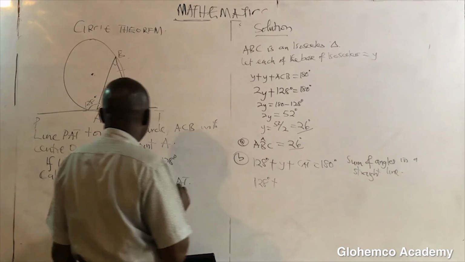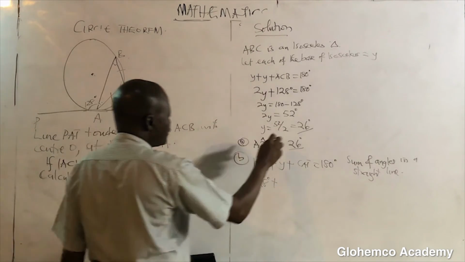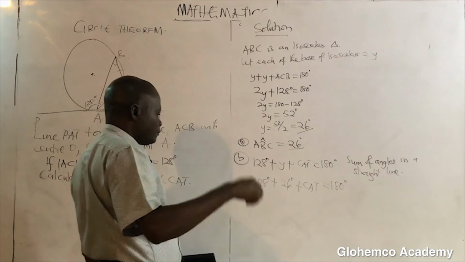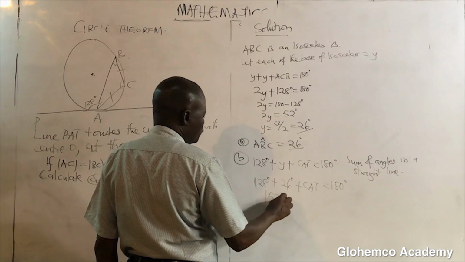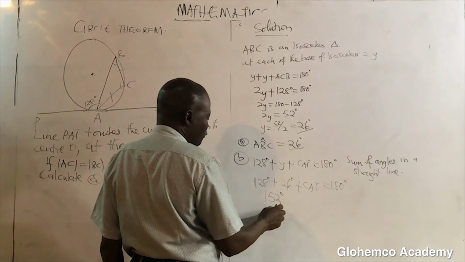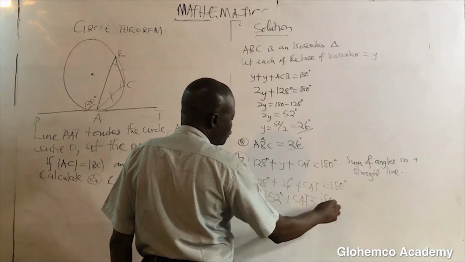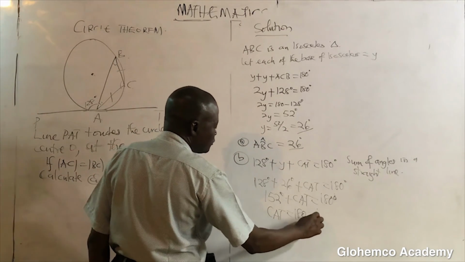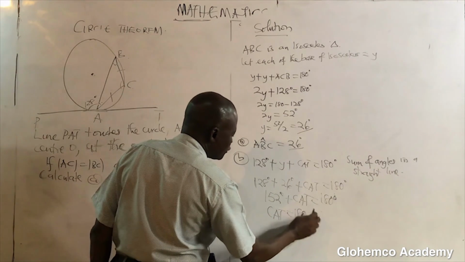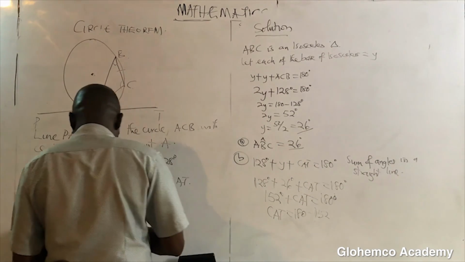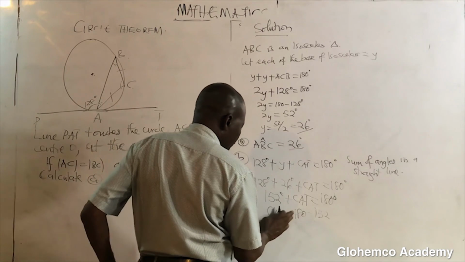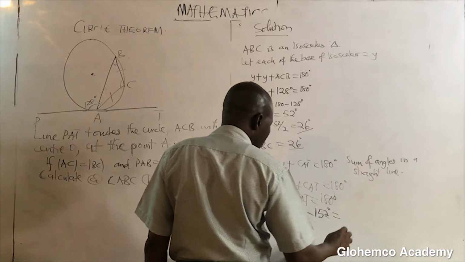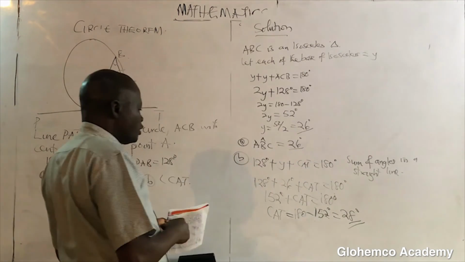128 plus y. What is our y? Our y is equal to 26 degrees, plus CAT equals 180. 152 degrees, that's what we get when we add 128 plus 26, plus CAT equals 180 degrees. CAT now will be 180 minus 152, which gives us 28 degrees.